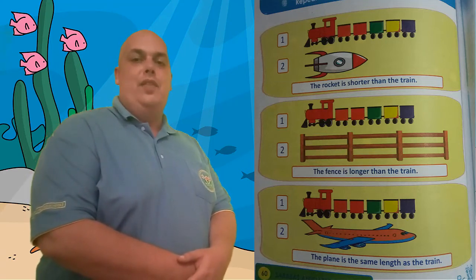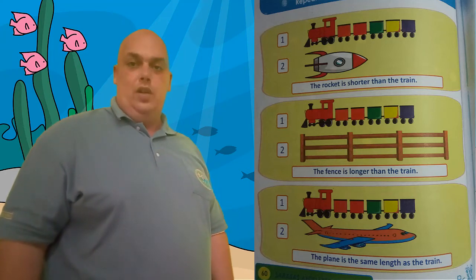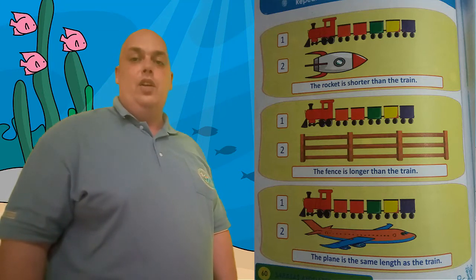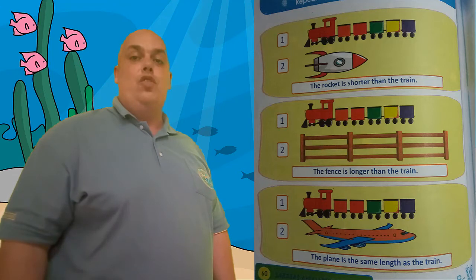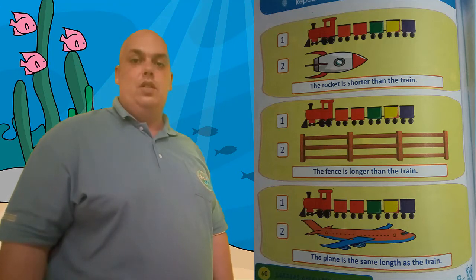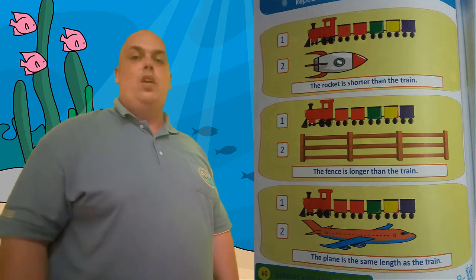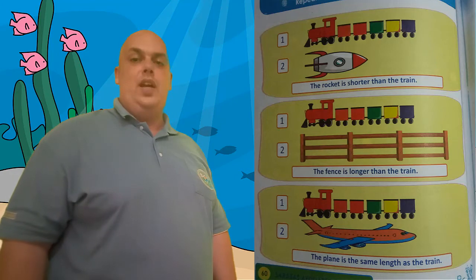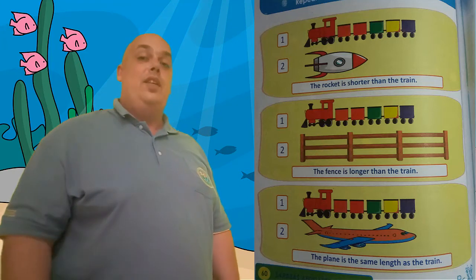I want you to repeat after me. The rocket is shorter than the train. One more time. The rocket is shorter than the train. Okay, now the whole sentence in one go. Let's see if you can do it. The rocket is shorter than the train. Okay, good try. Now, let's have a look at the next ones.